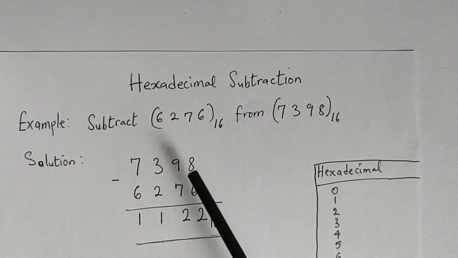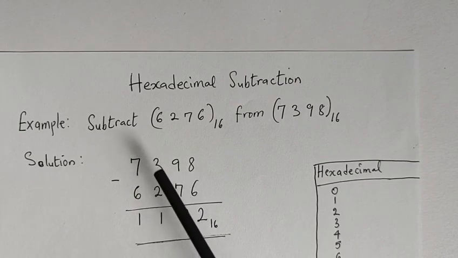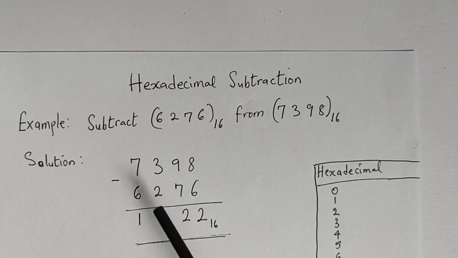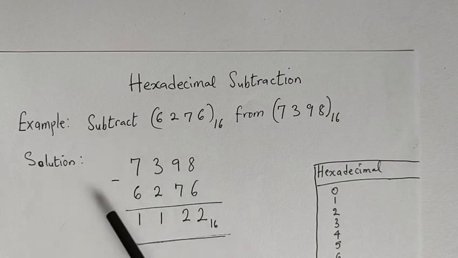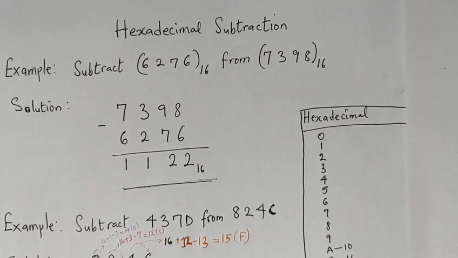So we say 8 minus 6 is 2. 9 minus 7 is 2. 3 minus 2 is 1. 7 minus 6 is 1. So all in base 16. So this is very easy and straightforward. Now let's move to the second example.